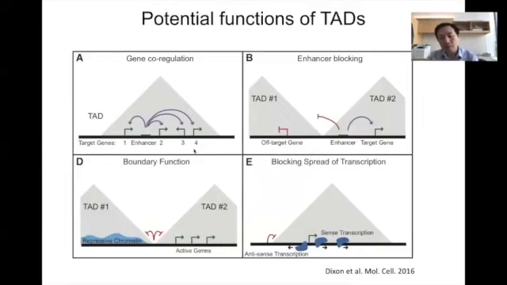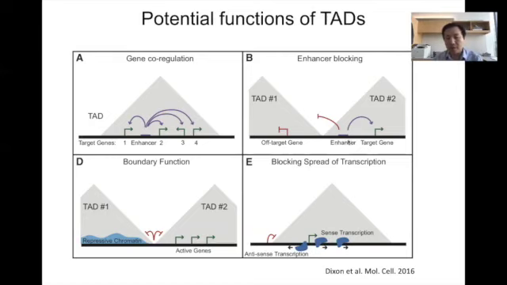Again, this is a very nice review written by my former lab mate, Jesse Dixon. In this review, they essentially go over a lot of publications. These are the potential functions for TADs, right? In the first scenario, the genes located in the same TAD are potentially co-regulated. The idea is that because the enhancers are located in the same TAD, they can regulate the same set of genes because of spatial proximity.